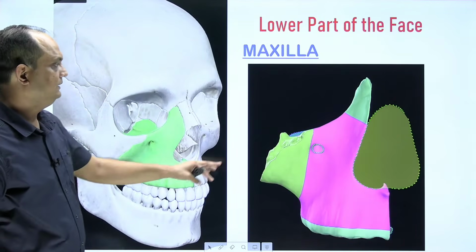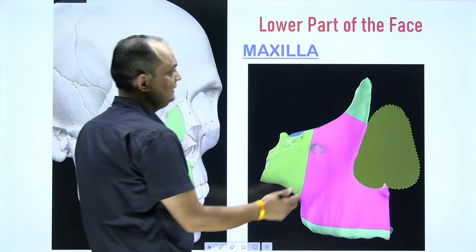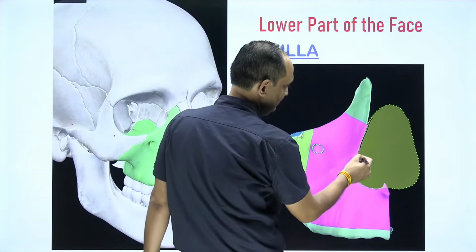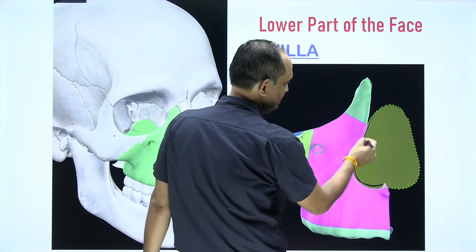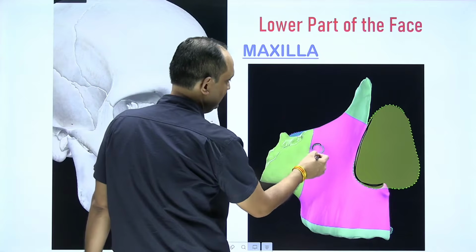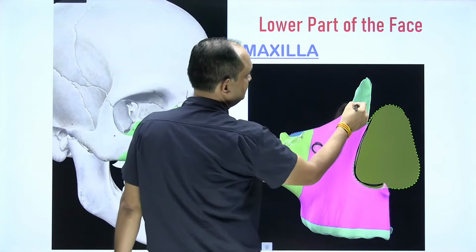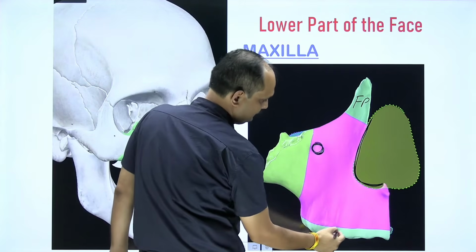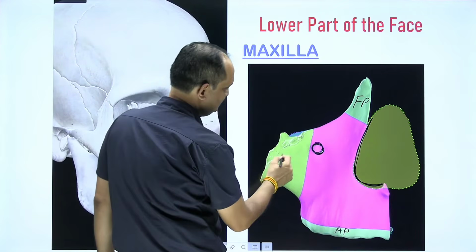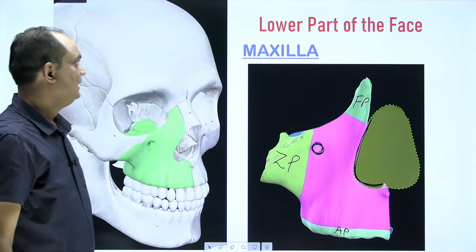Now in this individual image of your maxilla, you can see that medially the maxilla has this aperture. This aperture is for the nose. Then this is the body, where you will have the infraorbital foramen, and you can see the 3 processes. This is the frontal process, this is your alveolar process, and this is your zygomatic process of maxilla.